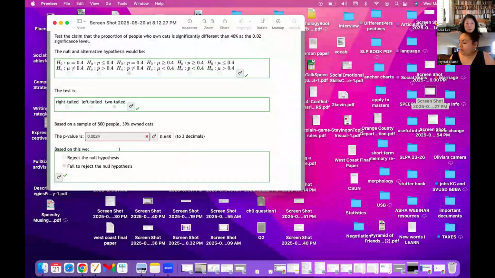You read the first statement there: it is significantly different than 40%. When they give the percent, it must be a proportion. Only for proportion do you use a percent. The mean doesn't use a percent.